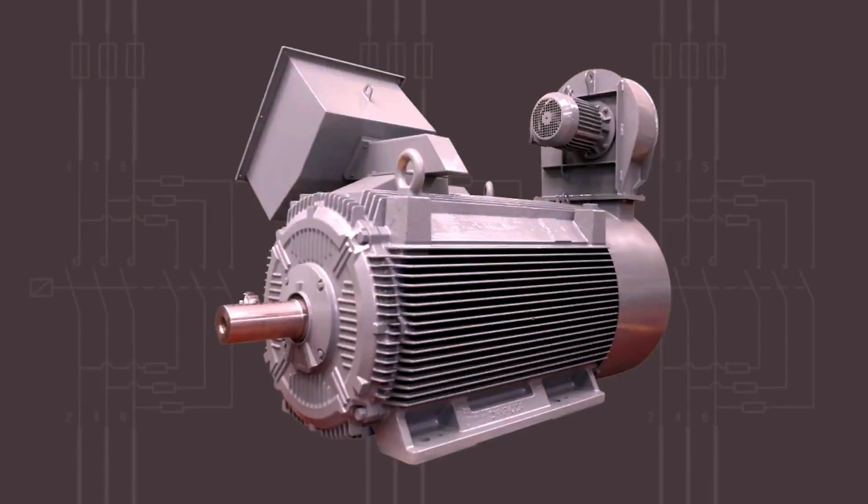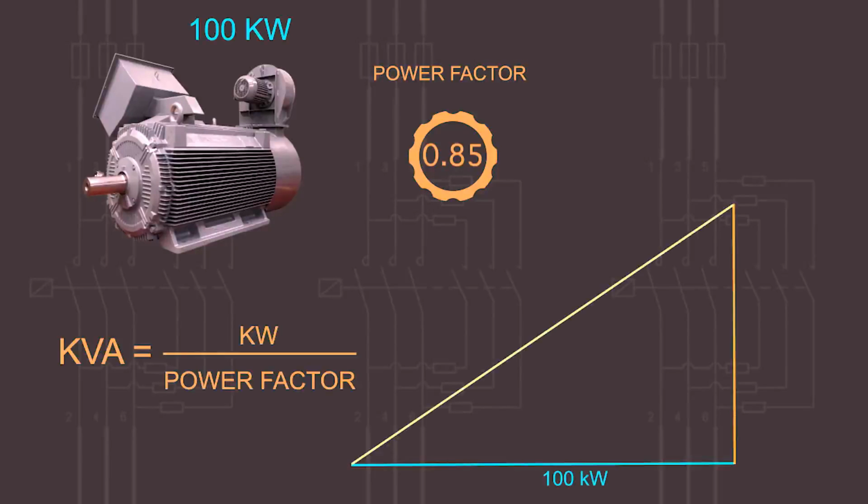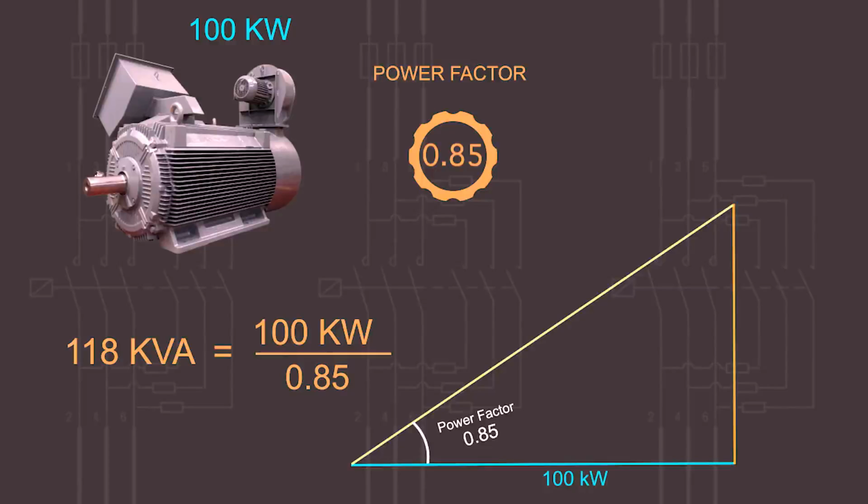A large electric motor might typically have a power factor of about 0.85 at full load. Let's say our motor is rated at 100 kilowatts and the power factor is 0.85. The electricity supply would have to supply 100 kilowatts divided by 0.85, which equals 118 kilovolt amps, kVA, to provide the 100 kilowatts to run the motor. They would be supplying 18% more electricity than they are charging for.